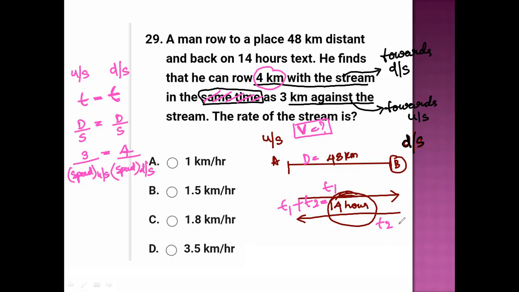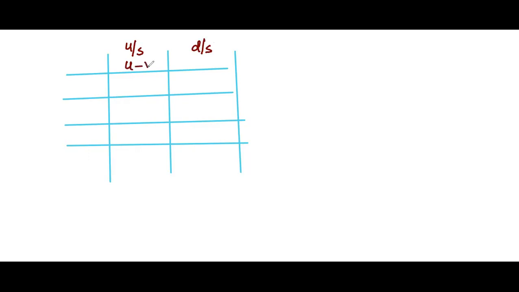Okay, so now I'm using a new page here. Use this table. Always you have to write it this way: the first one should be the upstream, the second one should be the downstream, and this should always be u minus v. This should be u plus v.